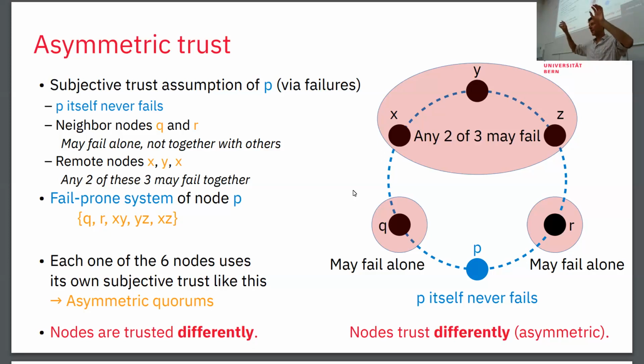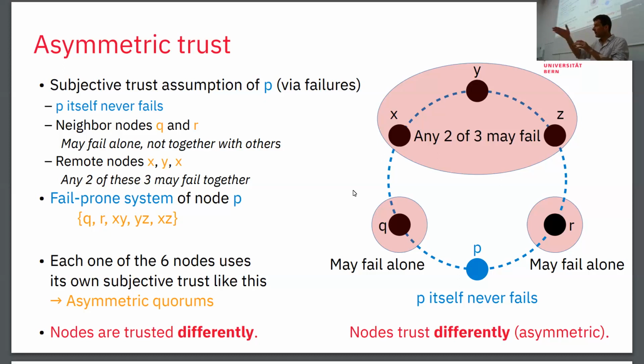I trust them. So I think maybe one of them could fail alone, the other could fail alone. And the 3 that are further away from me, the X, Y, and Z at the top, maybe 2 of them could collude against me. And now we could arrange these nodes in a ring like this.